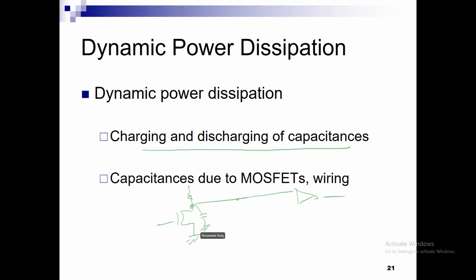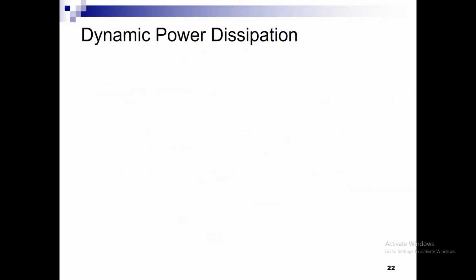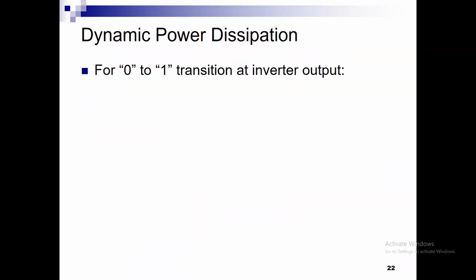Okay, so anytime I switch my input, my output is going to switch, but this means that here I am discharging a capacitor or I am charging a capacitor. Therefore the dynamic power dissipation should be calculated, and we will start by taking the example of the resistor-based inverter.